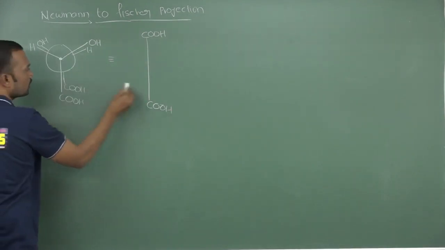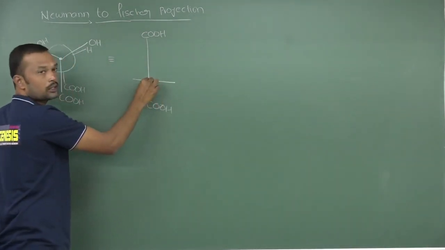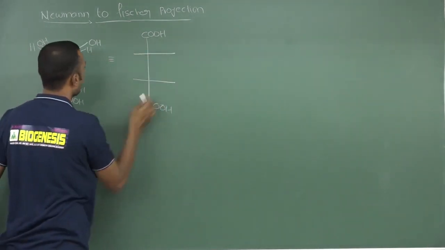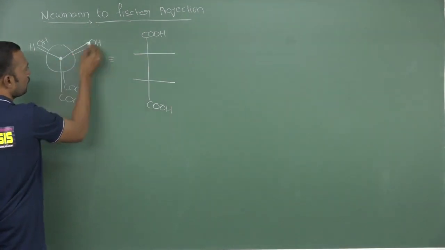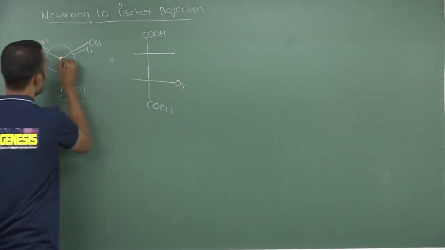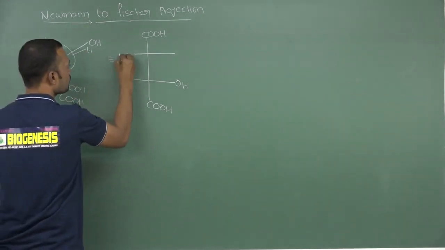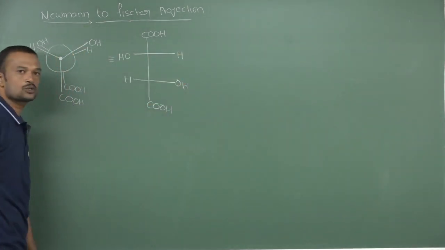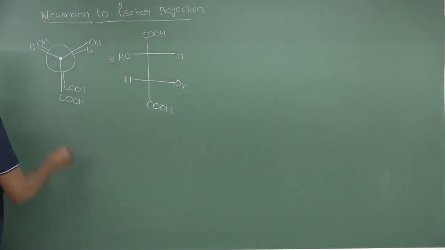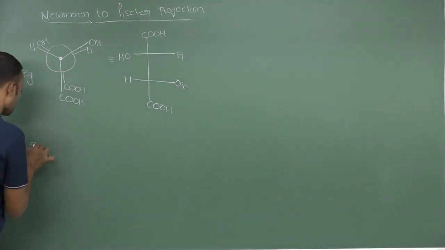Now, this carbon is this particular chiral center, and the circle is this one. So for this particular chiral center, the right side is OH and the left side is hydrogen, and here the left side is OH and the right side is hydrogen. That is Newman to Fischer. Okay? And see the problem which you will face here now.